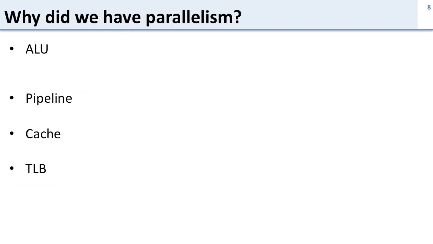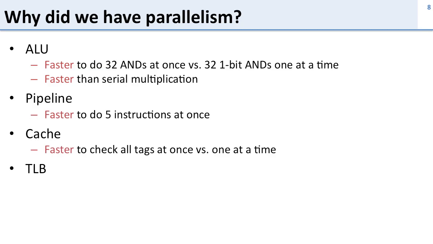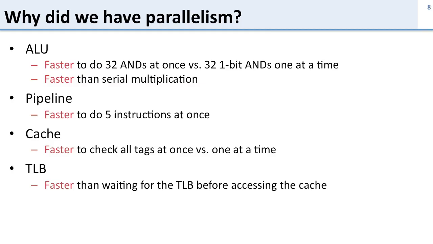So let's take a look at the parallelism we've seen so far in the course. In the ALU, we found it was faster to do 32 ANDs at the same time than trying to do 32 1-bit ANDs. We found that it's faster to do parallel multiplication than serial multiplication. In the pipeline, we found it was faster to do 5 instructions at once than to do one at a time. In the cache, it was faster to check all tags at once versus one at a time. And in the TLB, it was faster to do the cache and TLB at the same time than to do the TLB first before accessing the cache.